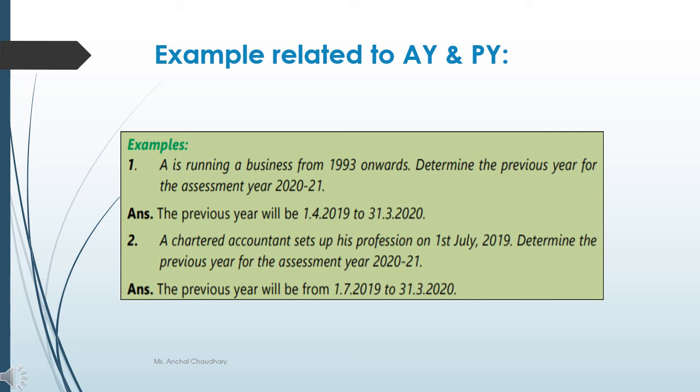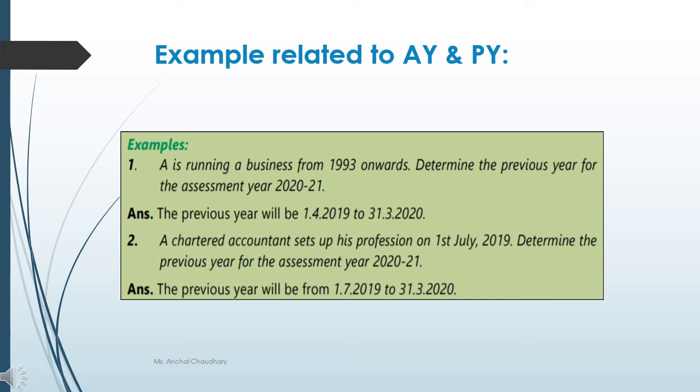So your assessment year, in which you are paying the tax, is 2020-21. So what will be your previous year? The year previous to it will be your previous year, right? So that will be 1st April 2019 to 31st March 2020. So this is how you have to calculate; you have to determine which will be your previous year and what is your assessment year.